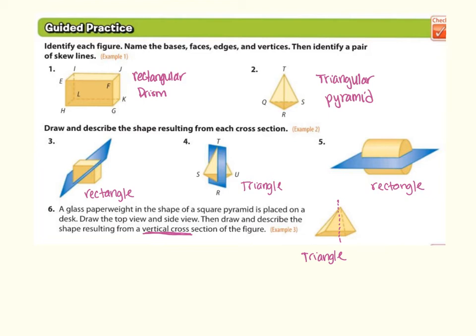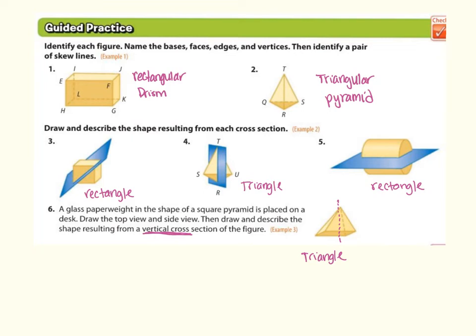Okay, here are your results. I'm going to go through a quick explanation of each one in case you're confused. The base of number 1 is a rectangle. So that's a rectangular prism. Number 2, the bottom is a triangle, but since it meets at one point, okay, at the top there at vertex T, that's a triangular pyramid.